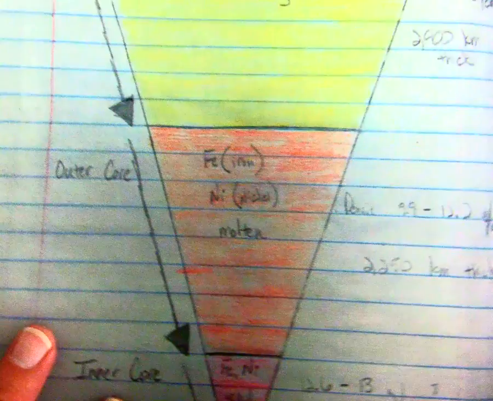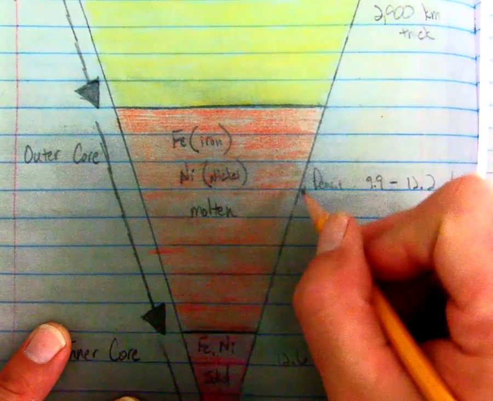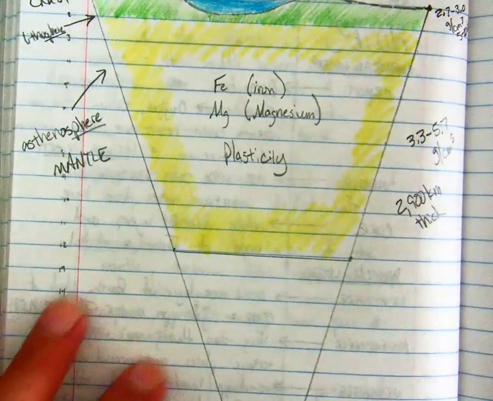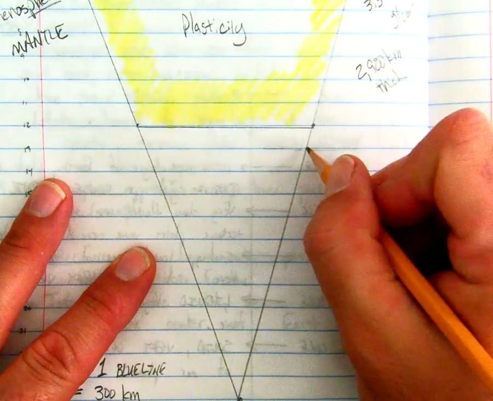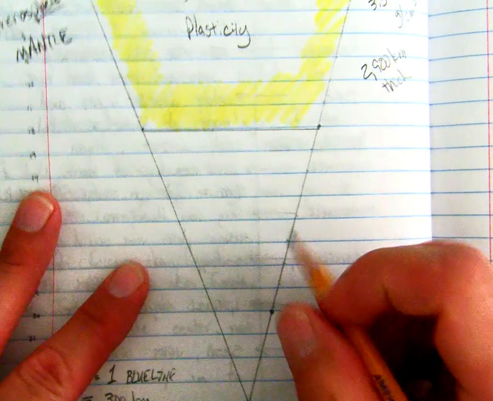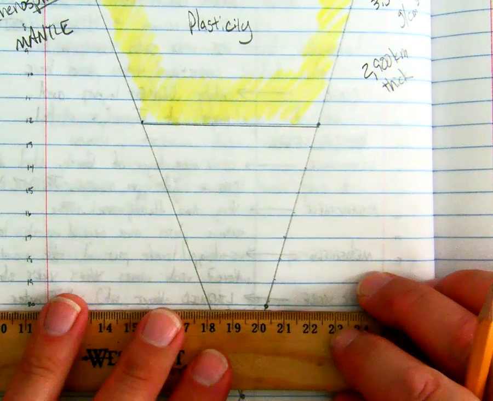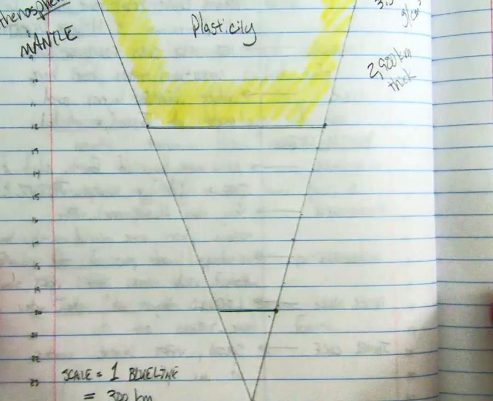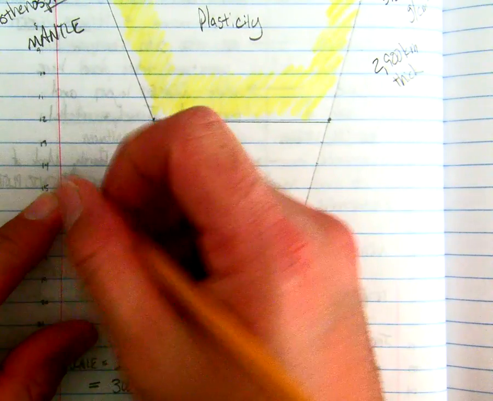So using this model right here, we're going to have to go 1, 2, 3, 4, 5, 6, 7, 8 blue lines. So let's go ahead and go down 8 blue lines. So 1, 2, 3, 4, 5, 6, 7, 8 blue lines, and we can make our line straight across here. All right, now this layer, we're going to label it over here. It's called the outer core.